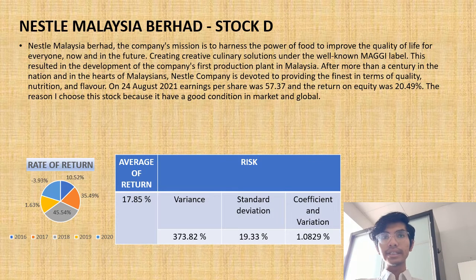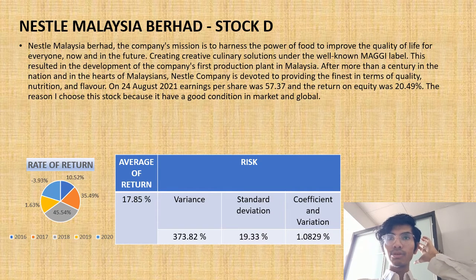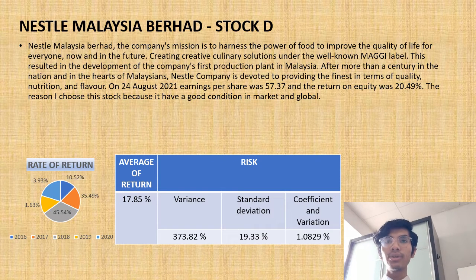They are creating creative culinary solutions under the well-known Maggi brand. This resulted in the development of the company's first production plant in Malaysia. After more than a century in the nation and in the hearts of Malaysians, Nestle is devoted to providing the finest in terms of quality, nutrition and flavor. On 24th August 2021, earnings per share was 57.37 and the return on equity was 20.49. The reason we chose this stock is because it has a good condition in the market and globally.